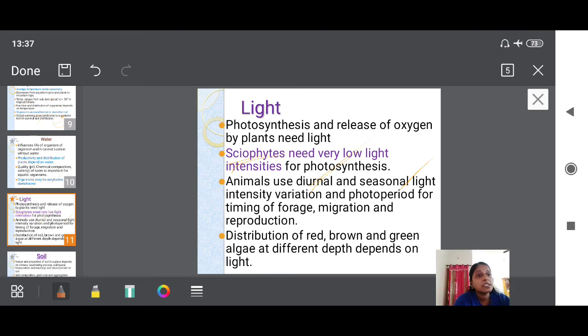Okay, as well as for reproduction and all, this light is playing a major role. Clear? The light is being used by these animals for these purposes. And you can find the distribution of the algae in the water bodies is also dependent on light. Okay, so distribution of red, brown and green algae are at different depths because of the intensity of light, how much it is falling, how much red light is reaching. Based on that you can find the algae are also forming different layers on the water bodies. Okay, so that is the light.